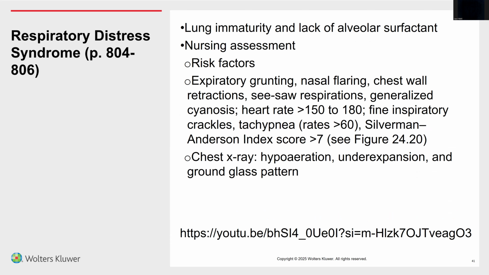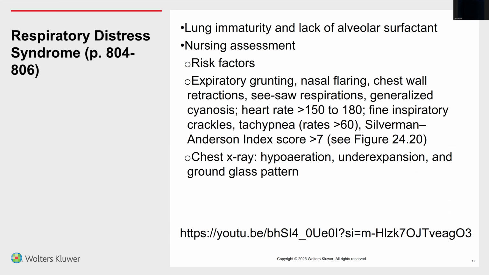Respiratory distress syndrome. One of the big problems we see in our preterm clients is respiratory distress syndrome because of their lung immaturity and lack of alveolar surfactant. But we can also see respiratory distress syndrome in other clients, other gestational ages. So we're going to be looking at the risk factors. What kind of clinical manifestations are we seeing?